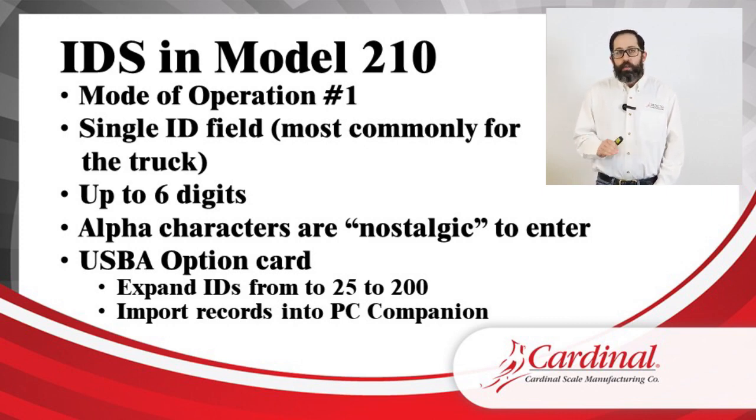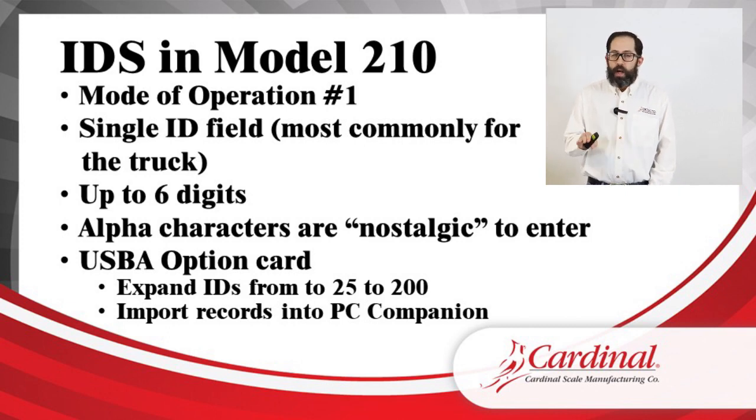Also, the standard 210 can store up to 25 in-process IDs. So that's individual IDs. So again, using the example of trucks, that's 25 individual trucks that are in process at any one time. If we have the USB-A option card installed, we have the capability to expand that up to 200 IDs. So it gives us a lot more storage. If it's a bigger facility, things like that, they may need more trucks. Just really gives us some good capability there.